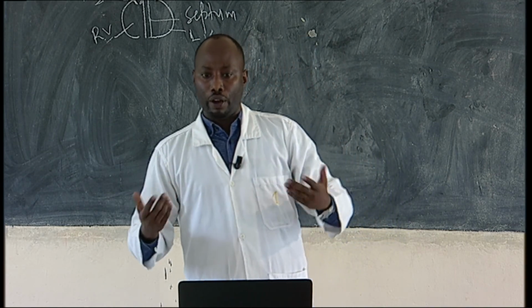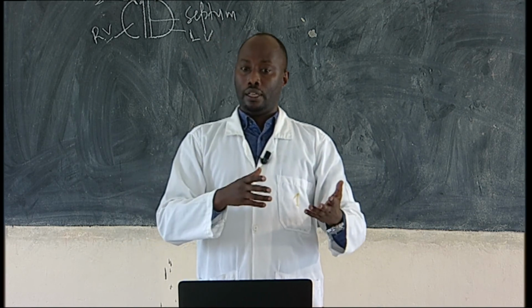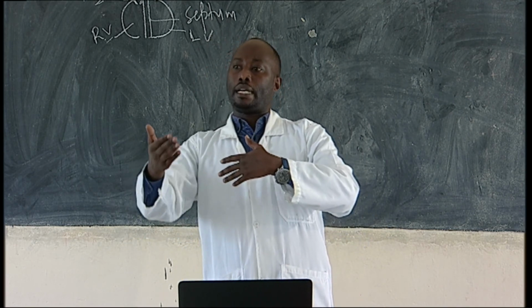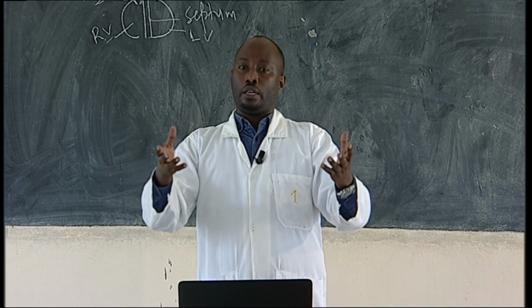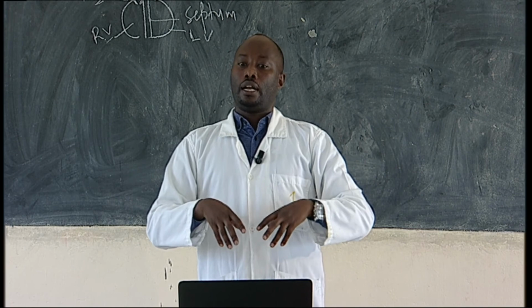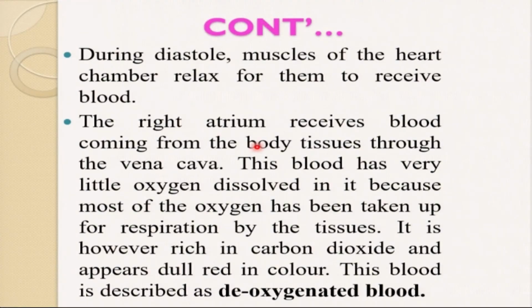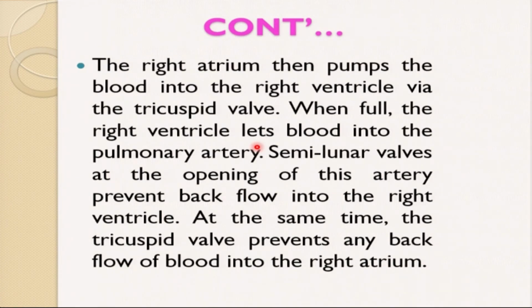And it is, however, rich in carbon dioxide. So by that time, when the muscles of the heart relax during the diastole, the blood comes with less oxygen, and it must have a high percentage of carbon dioxide in it. And it appears dull red in color, meaning that it is not purely red, having less oxygenated hemoglobin. And this blood is described as deoxygenated blood.